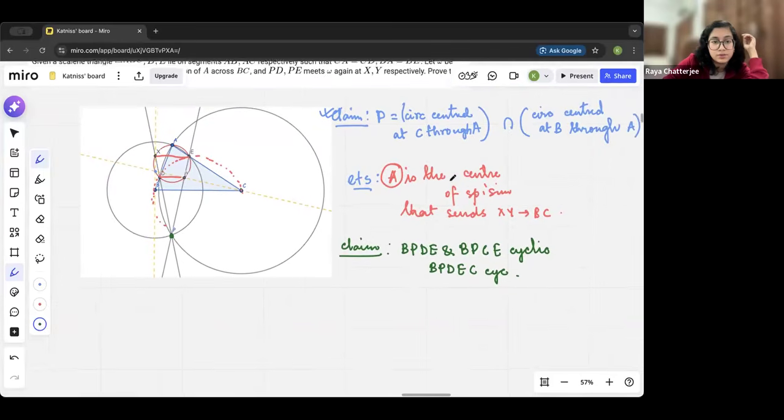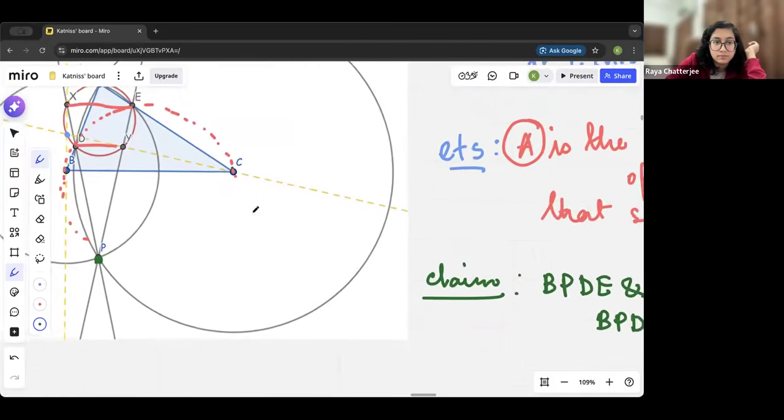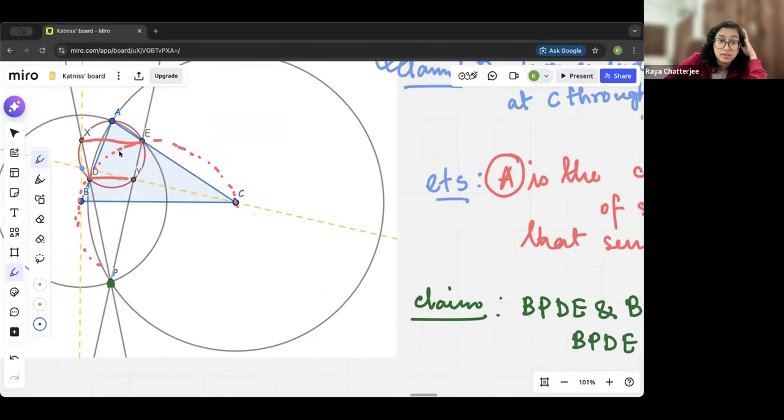So this is basically what Rijul sir said in chat. BPDEC and the center are cyclic. I don't want the center right now. It's maybe not required, but at least BPDE are cyclic, and BPDEC. Oh, okay, the center and P are collinear. So the center helps. Yes, okay, sure.